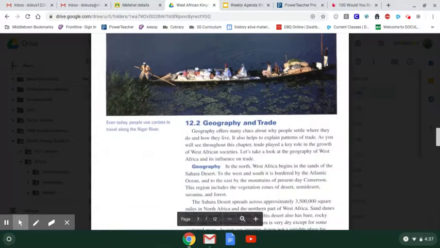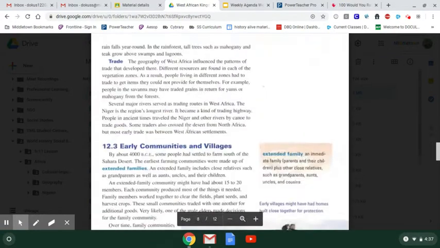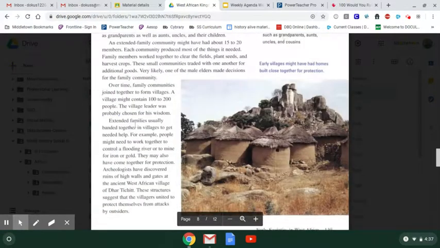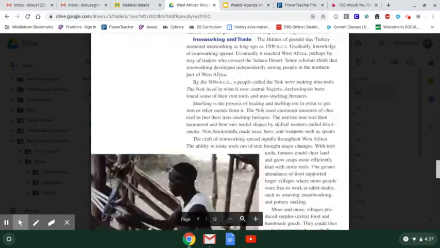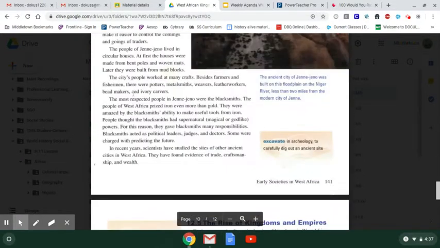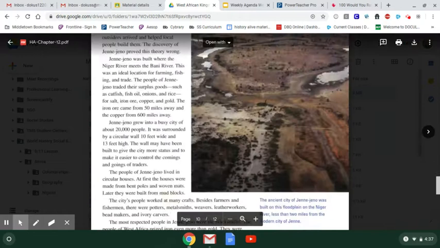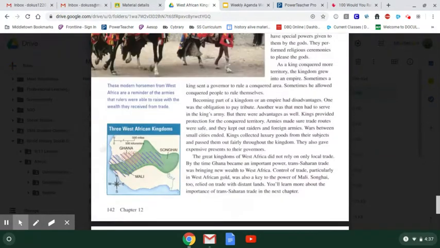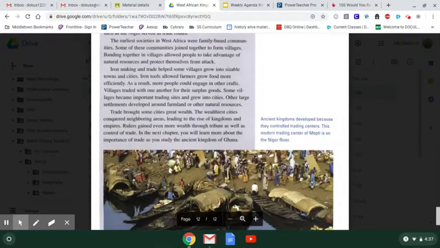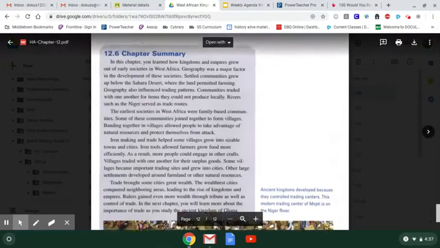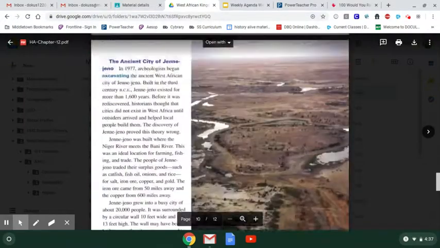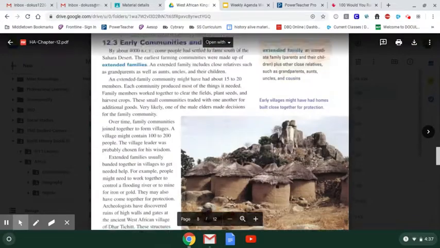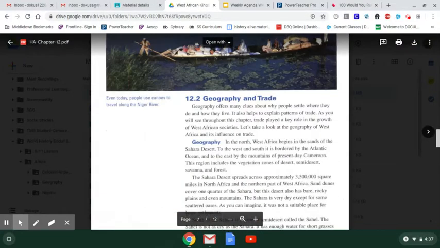Okay, so we got geography and trade. You got early communities and villages, the development of towns and cities, talking about one specific ancient city, Jenne-Jeno, the rise of kingdoms and empires, and there you go. It's about 5 pages long with a 1-page summary. So it's really not that bad, and we just read one together. So you got to read 4 more pages on your own. Very doable today if you haven't read the chapter, and then you can work on it tomorrow.